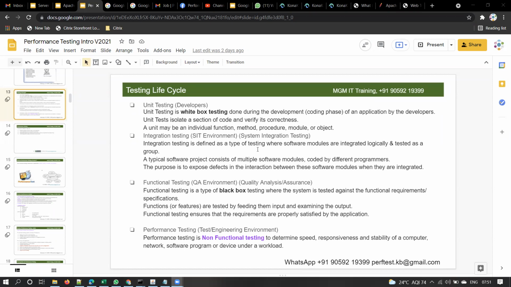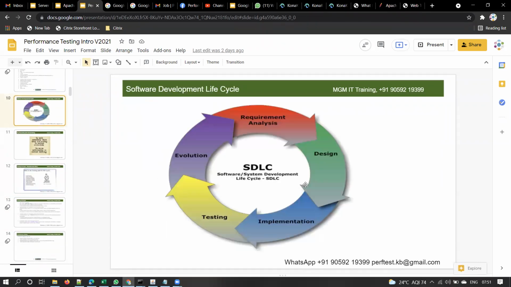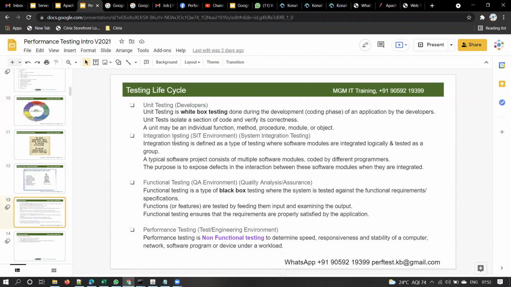So yesterday, in yesterday's session, we discussed the testing life cycle. We discussed SDLC, the software development life cycle, right? We started with SDLC, and I explained requirement analysis, design, implementation, testing, and evaluation phases. And we also discussed the testing life cycle, wherein I explained unit testing, integration testing, functional testing, and performance testing, right? Now, these are the important phases in the testing life cycle, right?